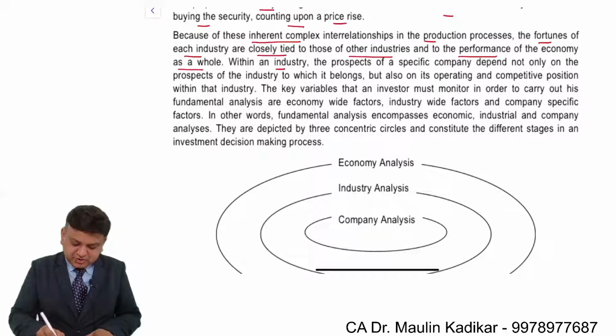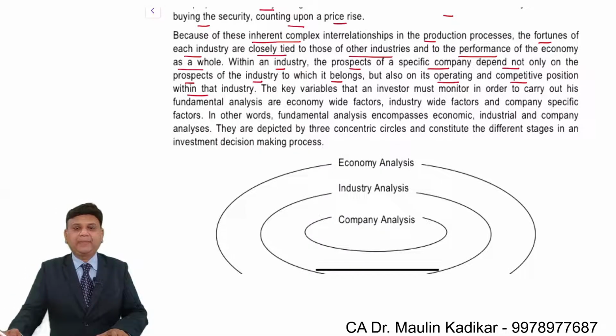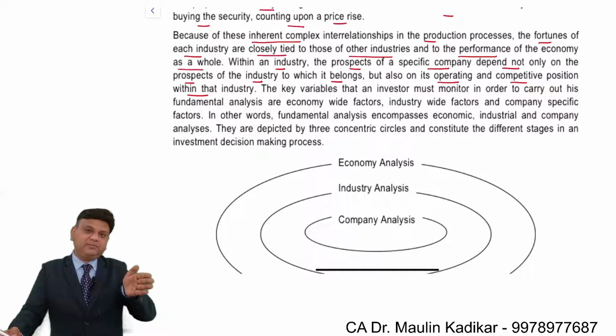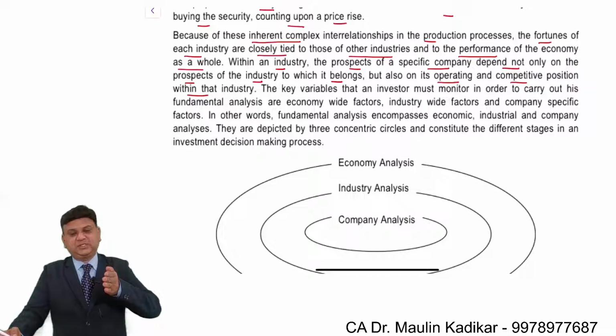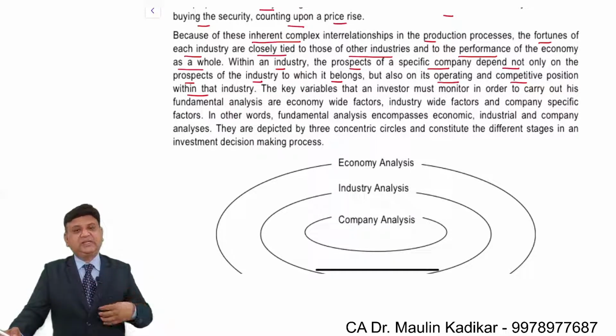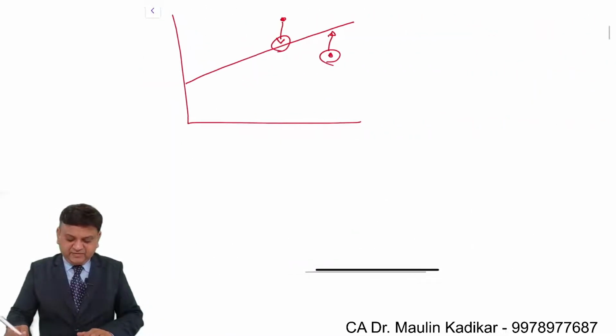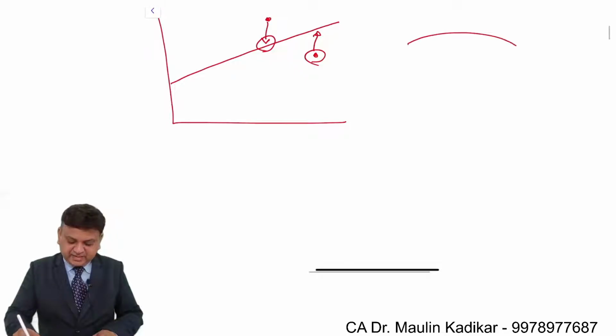Within an industry, the prospects of a specific company depend not only on the prospects of the industry to which it belongs, but also on its operating and competitive position within that industry. So it says further that in one industry, not all the companies have uniform performance. Individually, the companies have different performance, and that we can very well see in terms of market share.